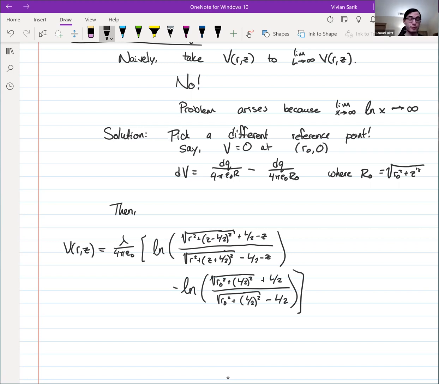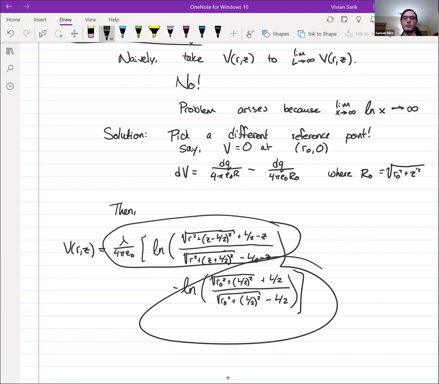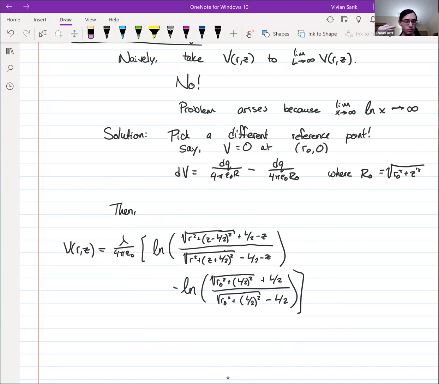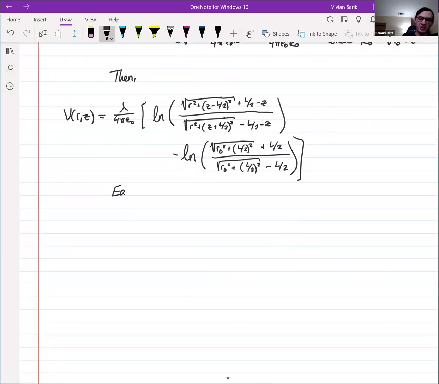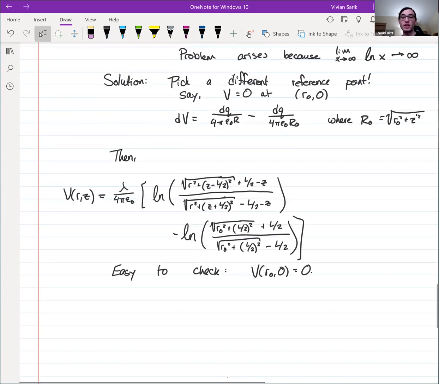So that's what our new electrostatic potential looks like. And you'll notice that this is just the old one plus a constant, right? And you can always add a constant to potentials. You guys learned about that in 9A. And so now you can go and check. It's easy to check, just by plugging in, that v of r naught and 0 equals 0. But if you were to plug in, say, r is infinity, then you wouldn't get 0 anymore. And that's just a trade we made. We just choose to make it 0 somewhere else.